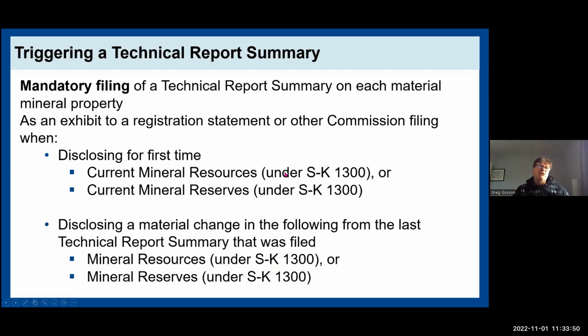So those are your two main triggers: when you first have to report under SK-1300 on your material properties, if you have resources and reserves, you'd be filing technical report summaries. If it's only an exploration property, you could file a tech report summary voluntarily, and then you'd be locked in. You'd have to update it every time you made a material change to your exploration information. You'd have to update your tech report summary with your annual report or any registration statements. Anyway, this is the very brief summary on the triggers.